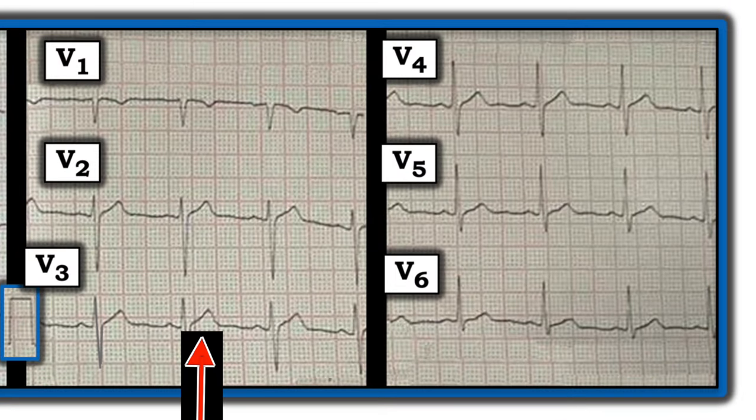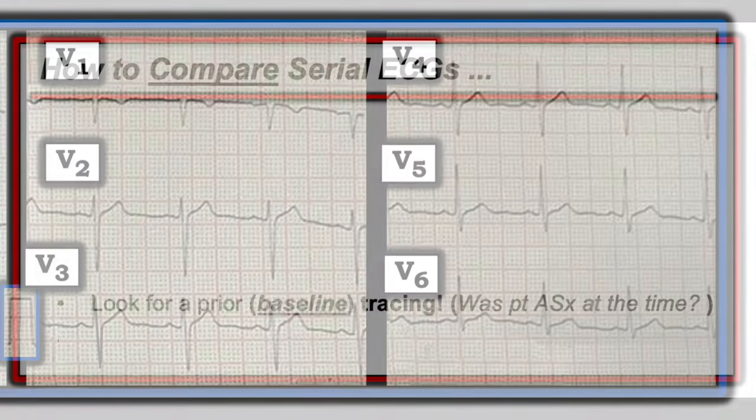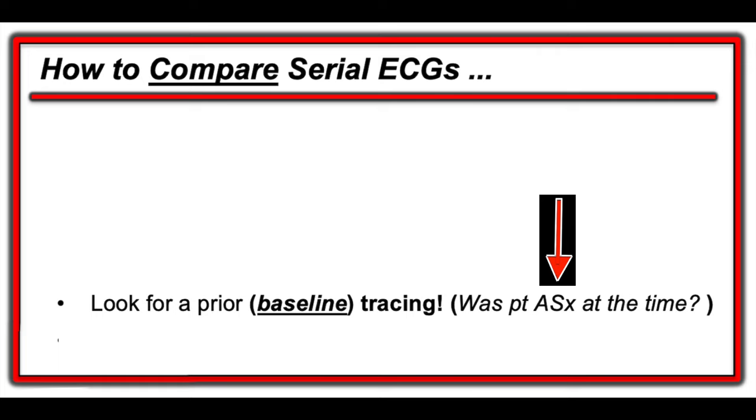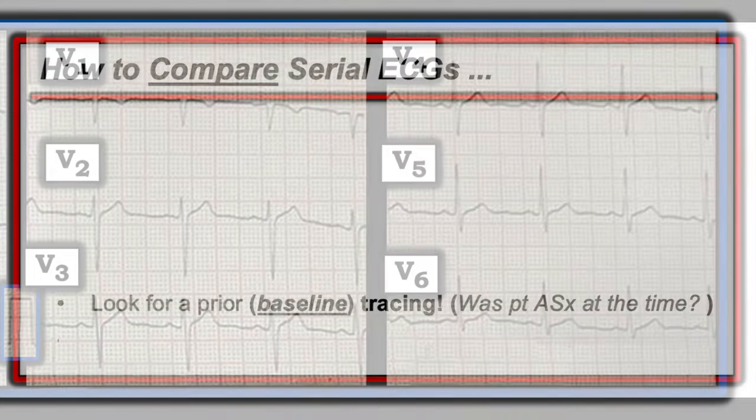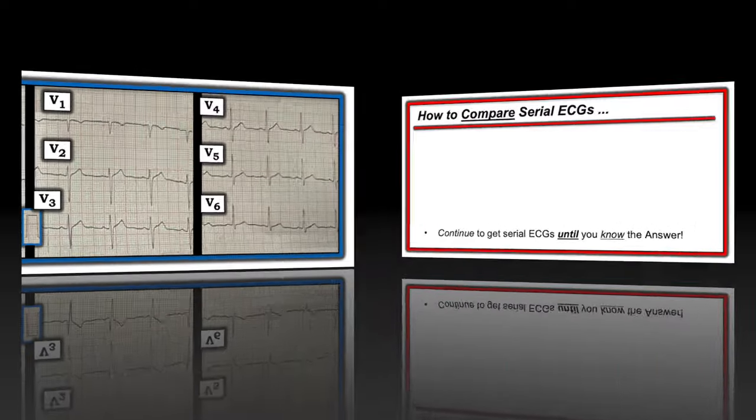If we could have found a baseline tracing, say from a year ago, whenever you get a baseline, you got to know, gee, was this a baseline when the patient was admitted for myocardial infarction? Or was the patient asymptomatic? But if in the baseline you had a nice gentle upsloping of the ST segment, you might be able to notice, gee, now they're straightening. That's a difference. And here's a last point.